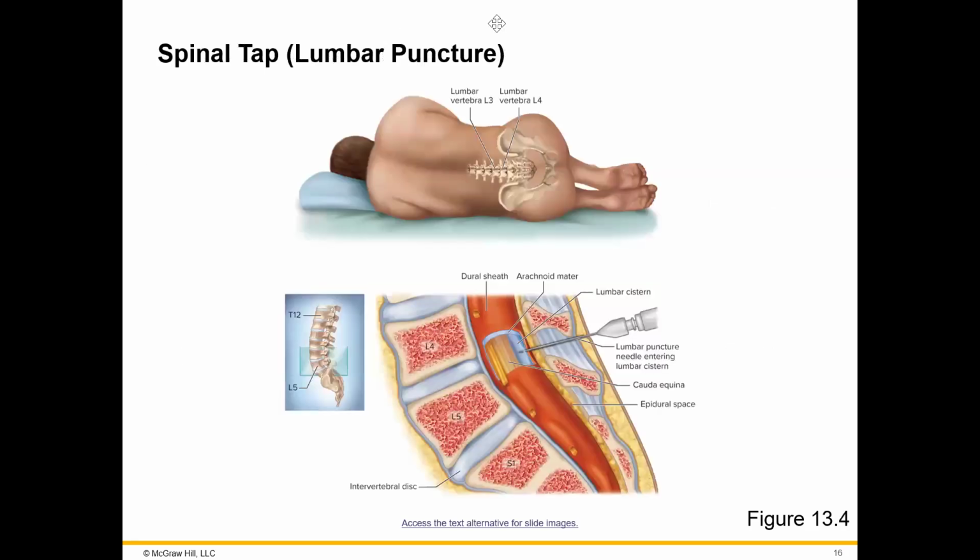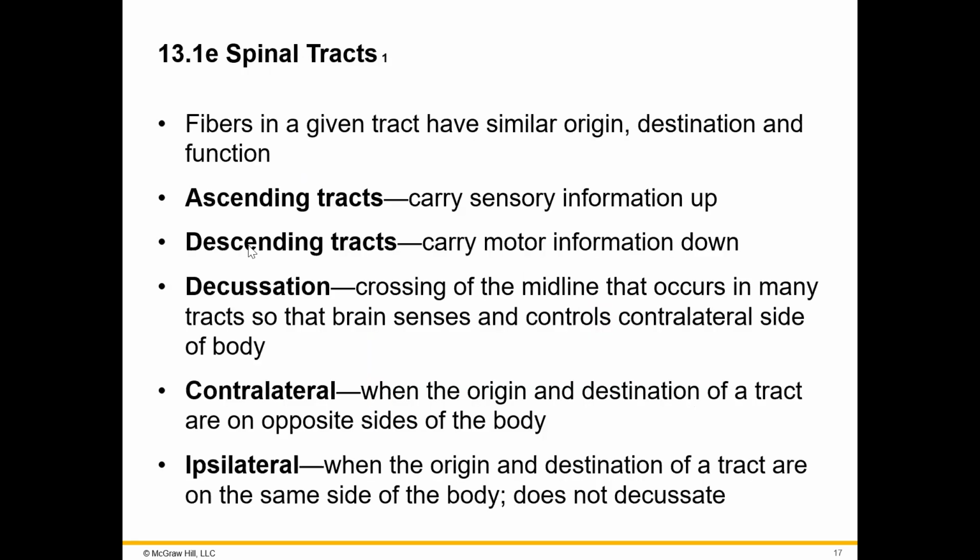So for spinal tap or lumbar puncture, we always target between L3 and L4 because there's no what between L3 and L4? There's no spinal cord, just cauda equina. Now we are talking business.